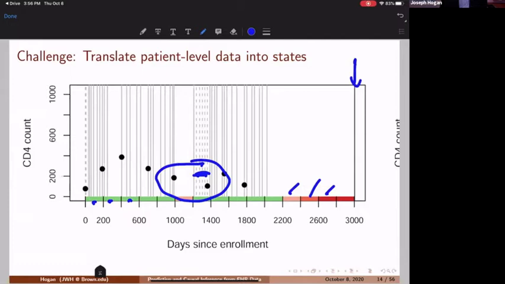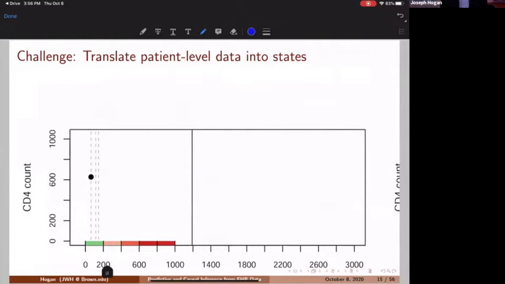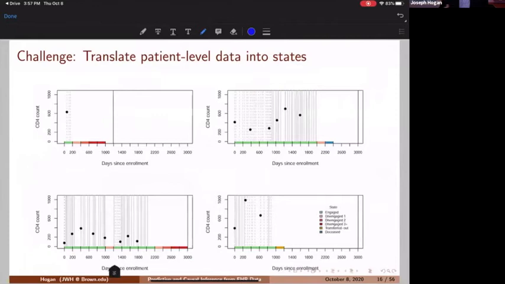So here's another patient. We only had 1,200 days of follow-up for this patient. They had three visits, one CD4 count, and then they dropped out of care. The color code again is their stage. This is just showing four patients out of, I think, 90,000 people. So our data set is essentially 90,000 copies of graphs like this, if you want to think of it that way.